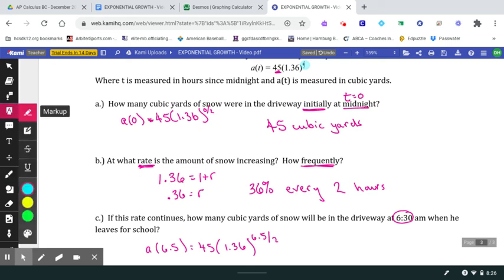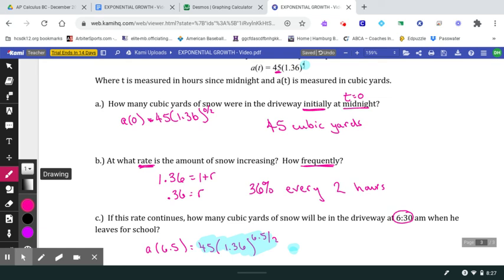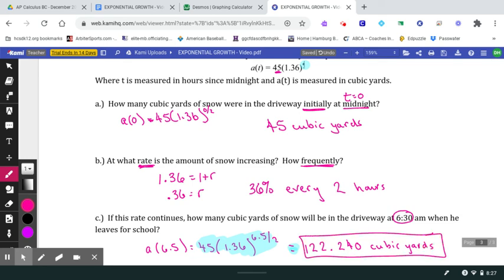Anyway, let's go ahead and plug this into the calculator and see what we get. All right, my calculator's telling me, let's see here, I got about 122. If we go 3 decimals, that'll be 240 cubic yards. And I'm telling you what, ladies and gentlemen, that probably means day off right there. That's a lot of snow.